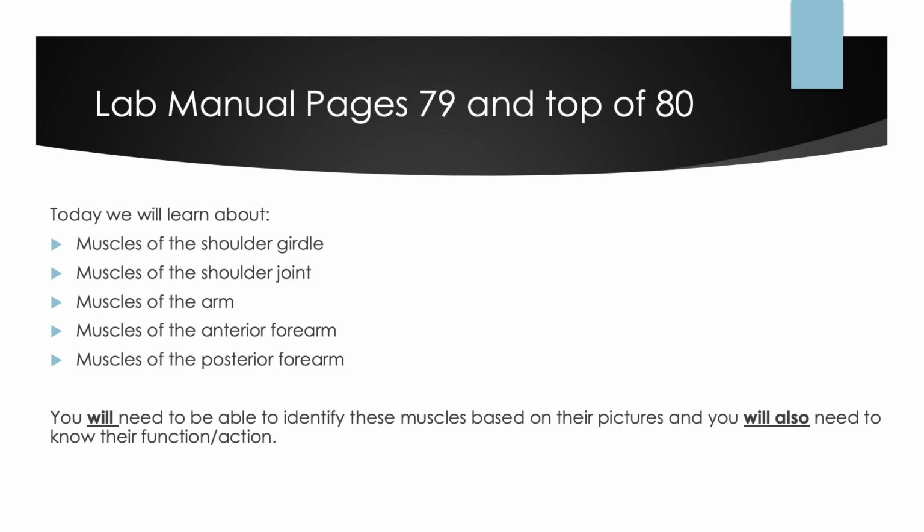So today we'll be working out of lab manual pages 79 and 80. And specifically, we're going to be focusing on the muscles of the shoulder girdle, the muscles of the shoulder joint, the muscles of the arm, and finally the muscles of the anterior and posterior forearms. Just to reiterate, like I've been saying, you will need to be able to identify these muscles based on a picture. So you'll need to be able to look at a picture and identify the muscle based on that picture. And you'll also need to know the actions for these muscles, which are very conveniently listed for you in your lab manual.